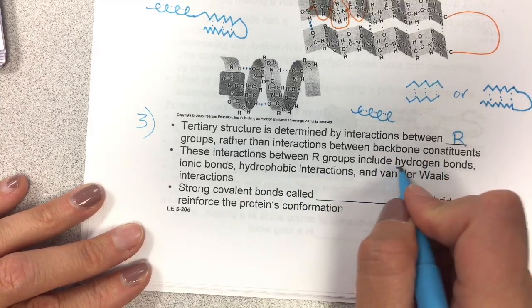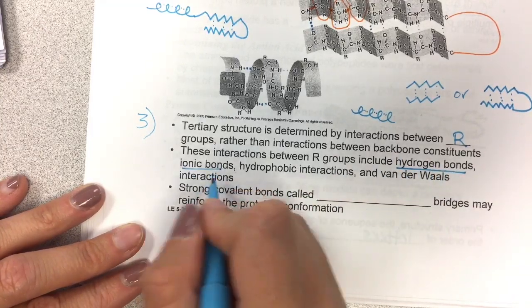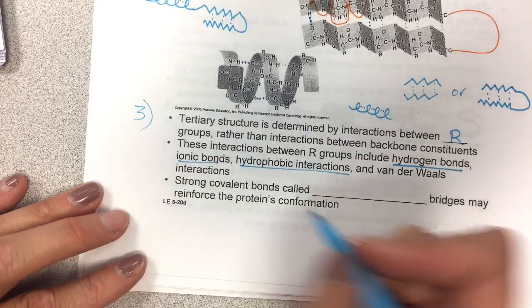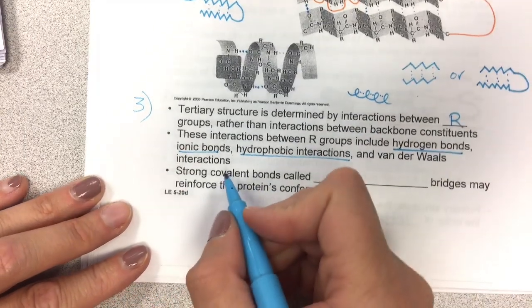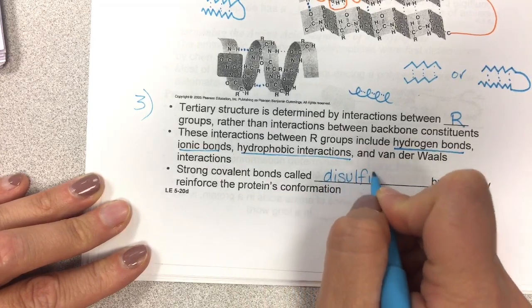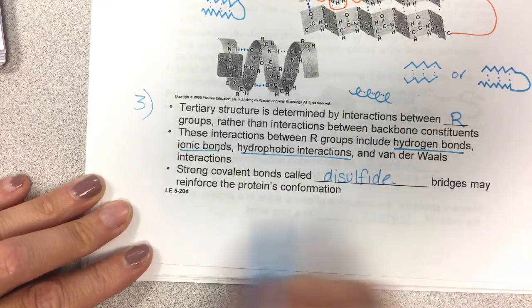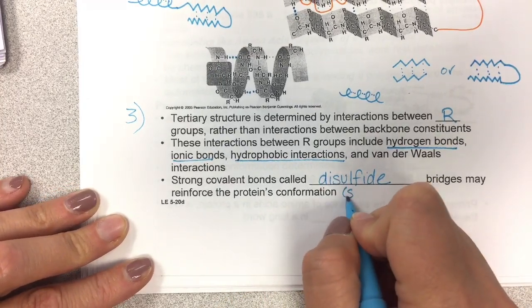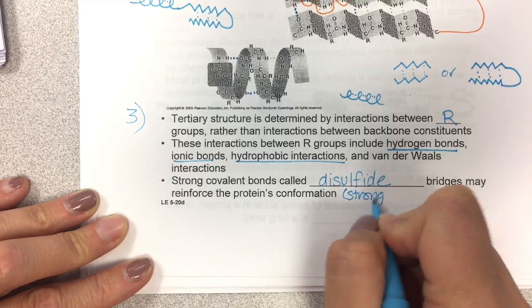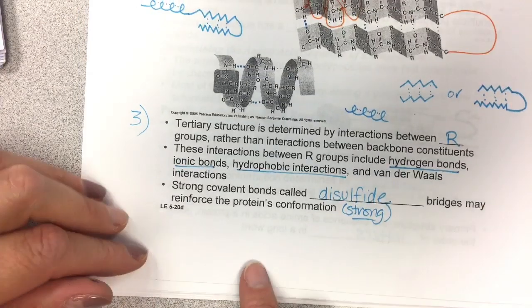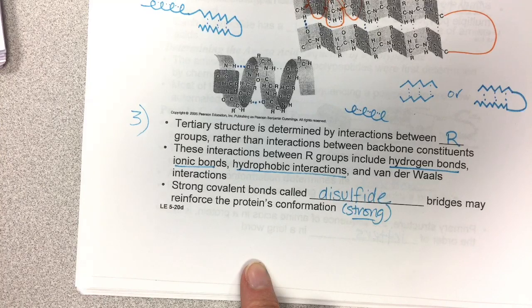And there are different types of interactions: hydrogen bonds, ionic bonds, hydrophobic interactions. So strong covalent bonds called disulfide bridges may reinforce the protein's conformation. So these guys are very strong, and proteins that have a lot of these disulfide bridges are very, very strong in nature.